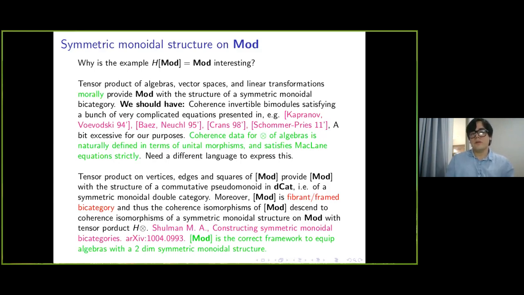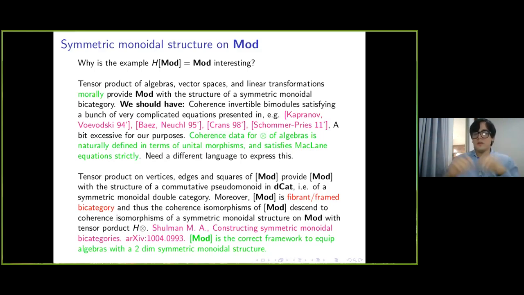Well, the tensor product on vertices, edges, and squares on bracketed mod provide bracketed mod with the structure of a commutative pseudomonoid in double categories. So we have two categories, a category of objects, so this is the category of algebras and morphisms. And we have a category of squares whose objects are bimodules and morphisms are squares. And we could take tensor product on each of those two categories. This tensor product makes them into symmetric monoidal categories.